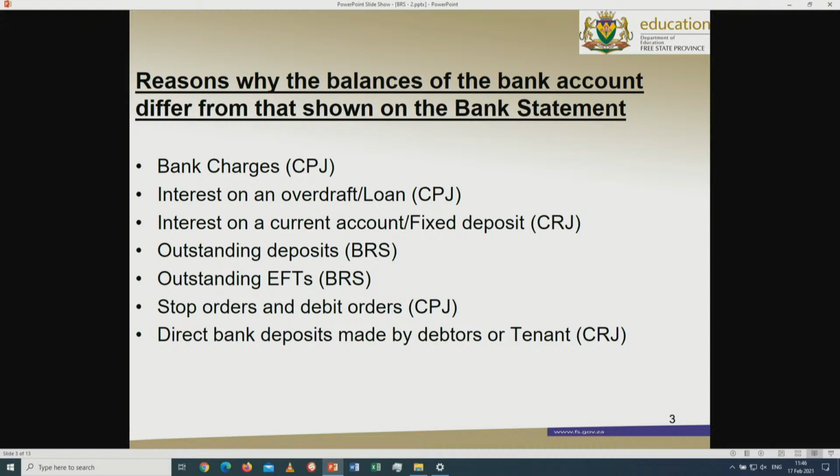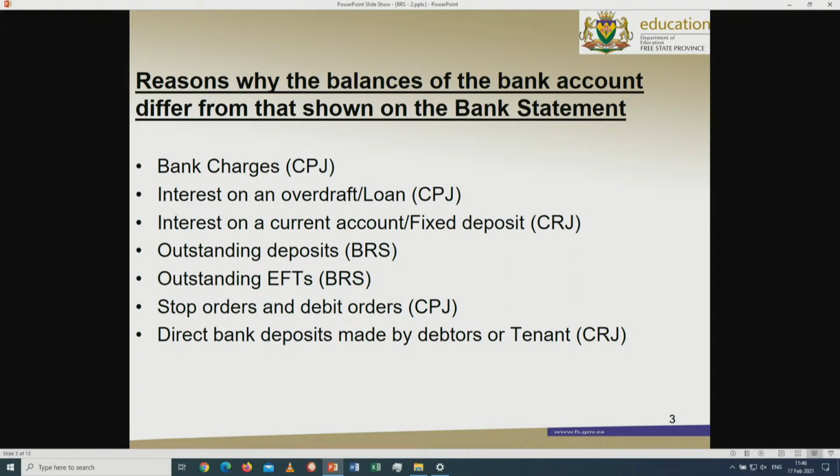Interest on overdraft or interest on loan will be in the CPJ. Remember, if we have a loan and we are charged interest, we'll only see that first on the bank statement, not in our CPJ. Therefore, when we compare our CPJ with the bank statement, it won't appear on our CPJ, but it will appear on the bank statement. Interest on overdraft and interest on loan are interest expenses, so they will be recorded in the CPJ.